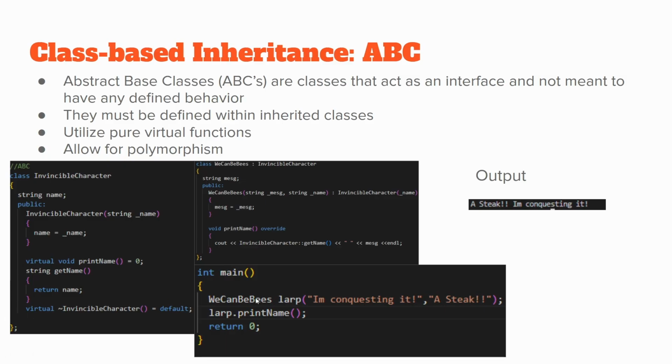So in this example, we've declared a LARP variable which is equal to this derived class, we can be bees, and then we've pretty much passed in all our functions as normal, and then we print the name. It's able to be called because we override it within the we can be bees, and it calls all the variables and messages we wanted.